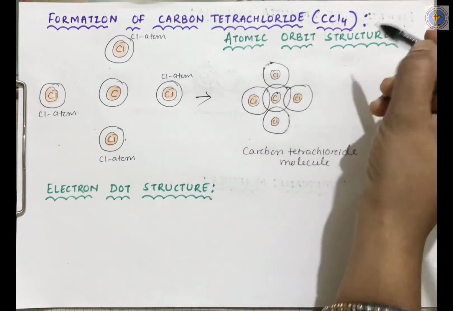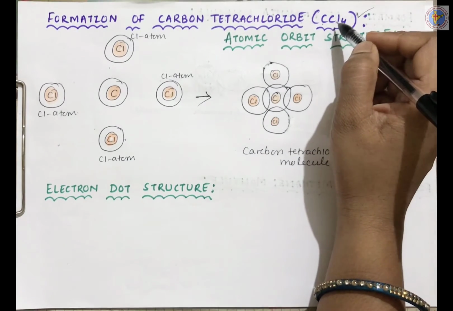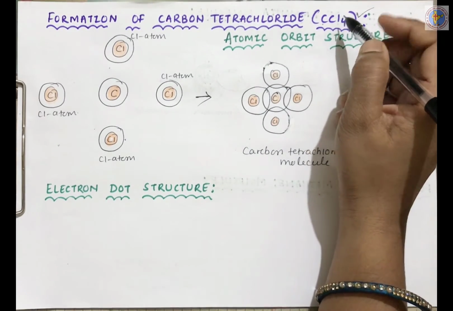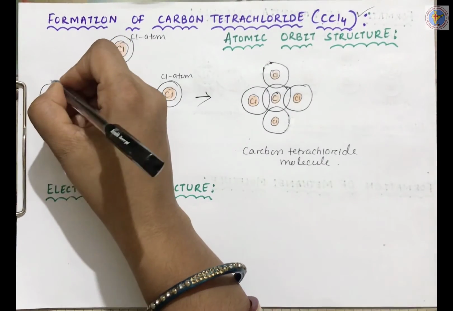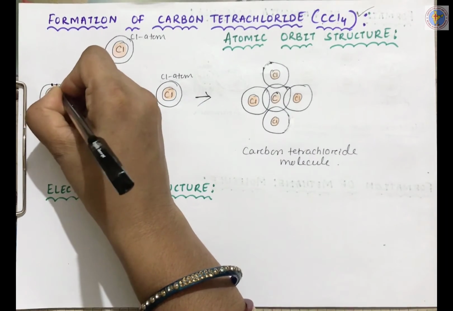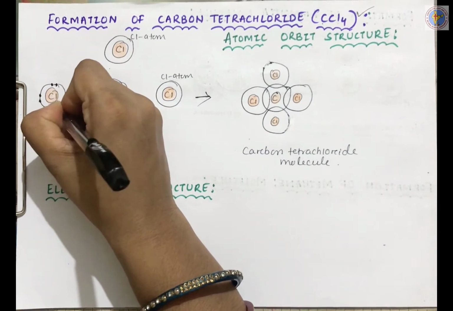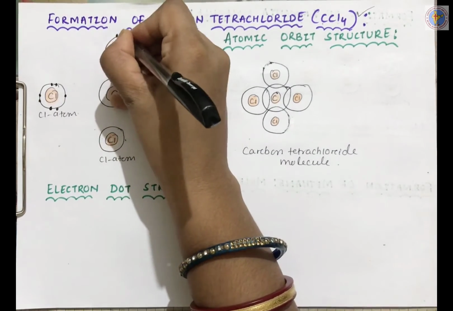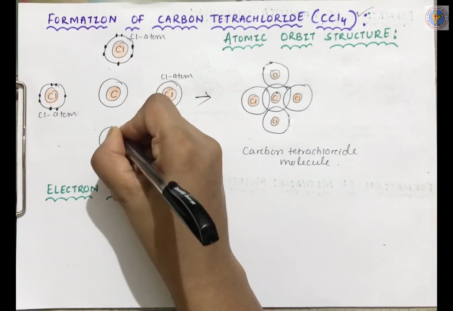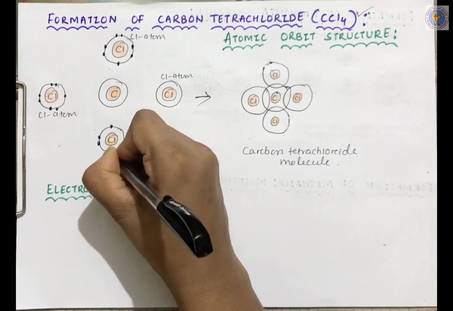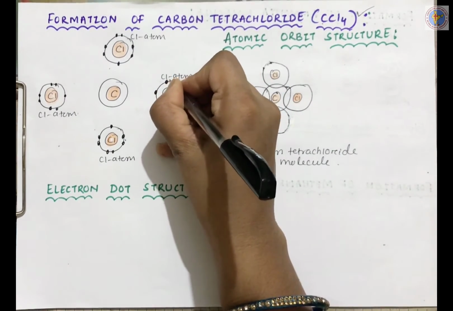Carbon tetrachloride formula is CCl4. That means we are taking one carbon atom and 4 chlorine atoms, right? Now tell me, children, how many electrons are present in the outermost shell of a chlorine atom? 7 electrons are present. Here also 7, 1, 2, 3, 4, 5, 6, 7. Here also 7, and here also 7.